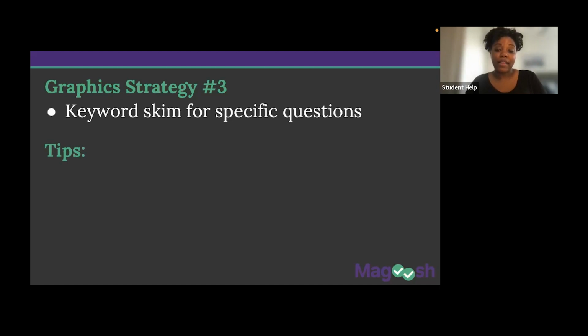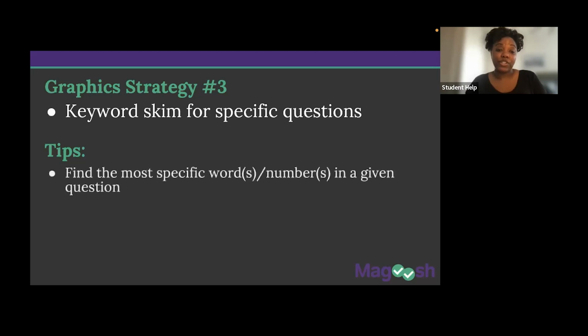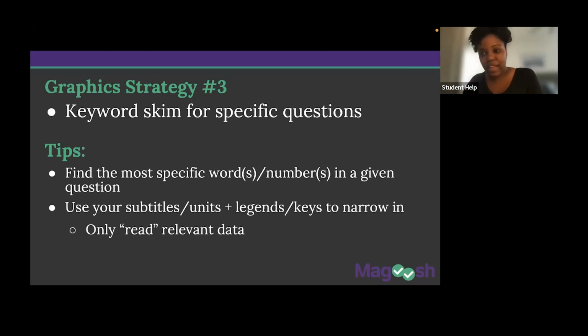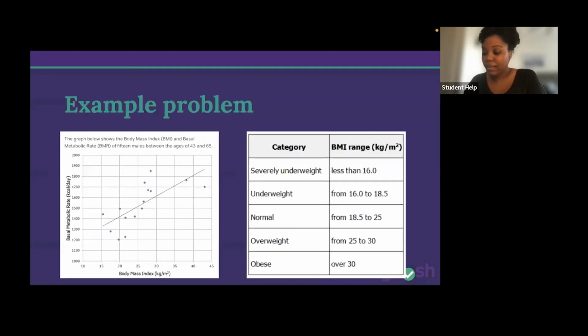So last but not least, step 3 is keyword skim for specific questions. So find the most specific words, numbers, whatever in a given question, because those are going to be key information. You can use your subtitles and units, your legend and everything like that to narrow in the most important information and only read that relevant data or review that relevant data.